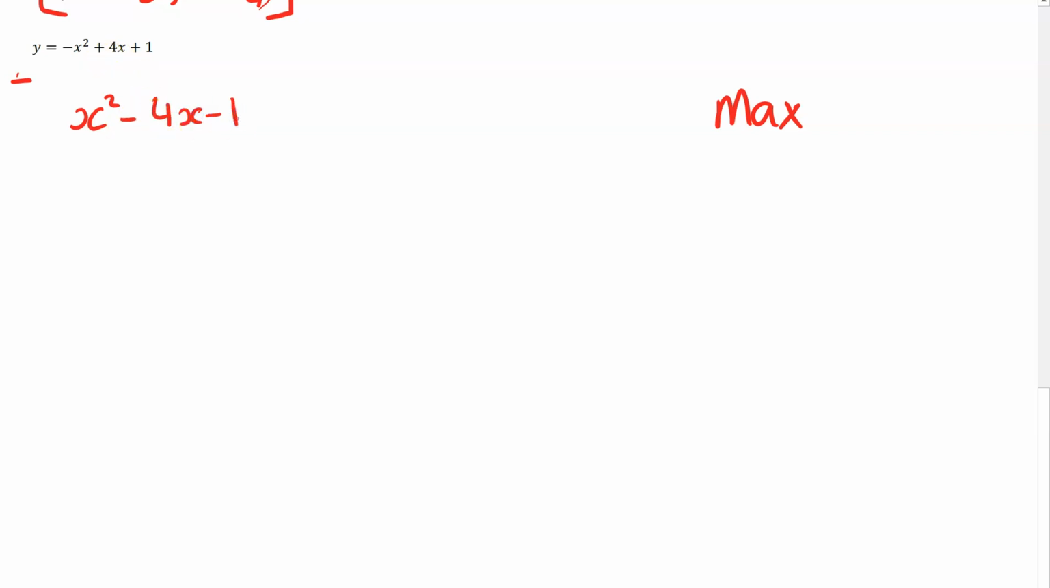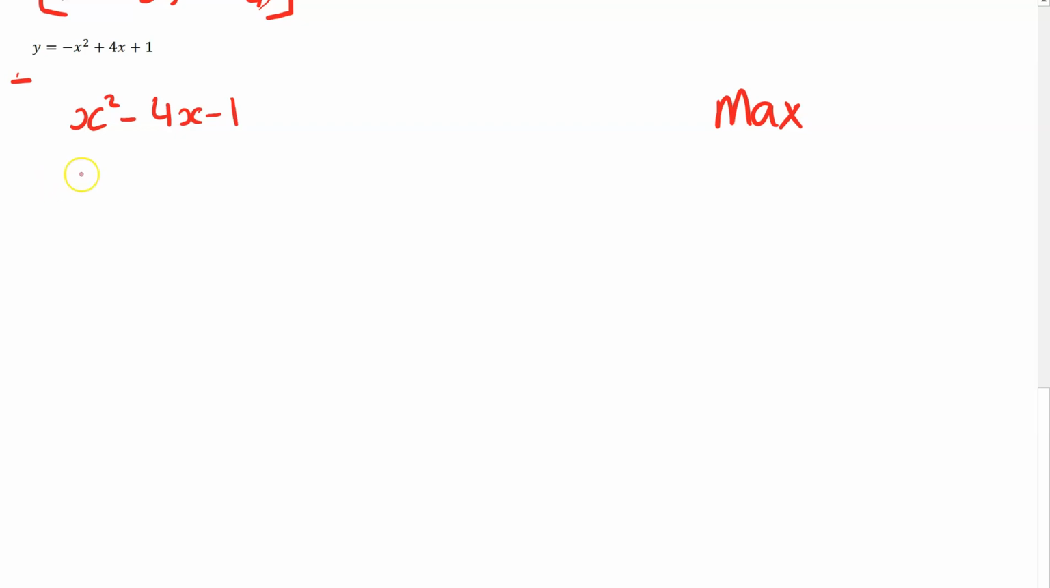Last one. Now this one has a negative in front of our x squared, so we already know that we're going to be looking at a maximum, not a minimum. And you can treat it the same way. So if you take the negative out, leave it to one side for a moment. That would become an x squared. If you take out a negative there, you're going to get a negative 4x and a negative 1 on the end.